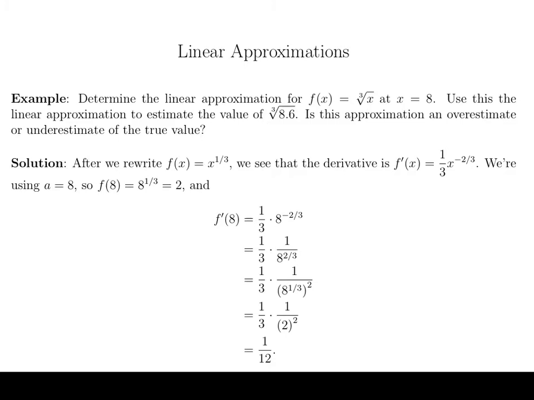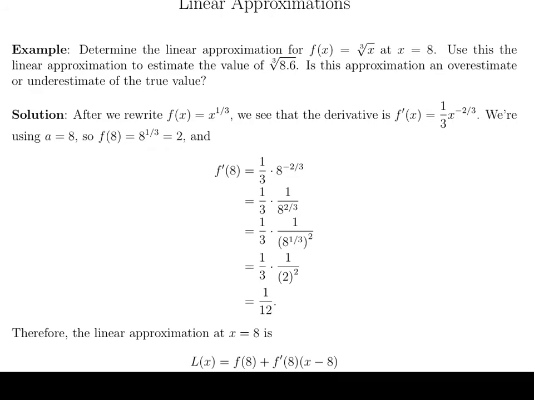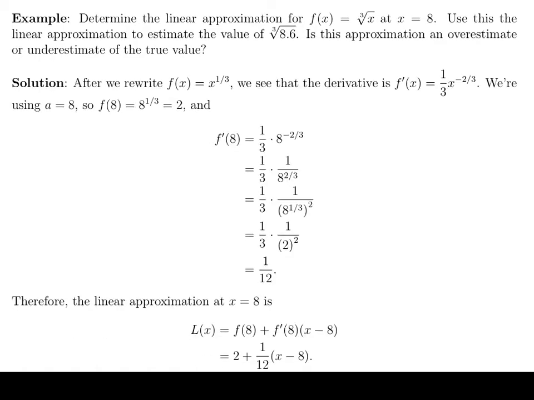Now we're going to piece all this together to get the linear approximation. So if you want the linear approximation at x equals 8, it just looks like this, f of 8 plus f prime of 8 times x minus 8. Really, it's just an equation of the tangent line. And if we plug everything in, then we just get this.